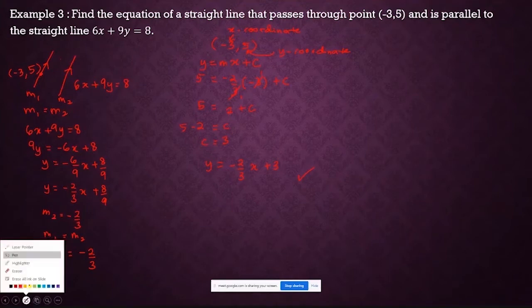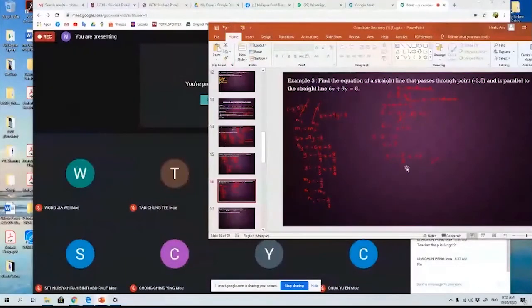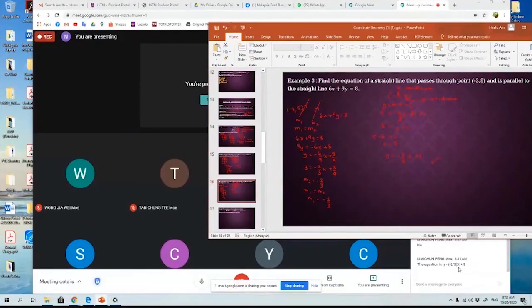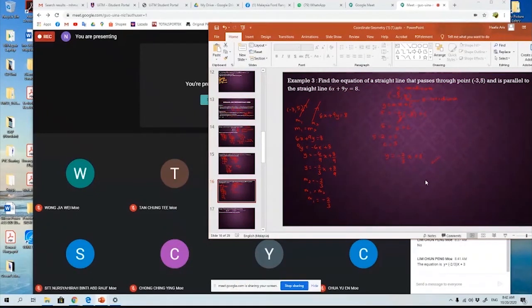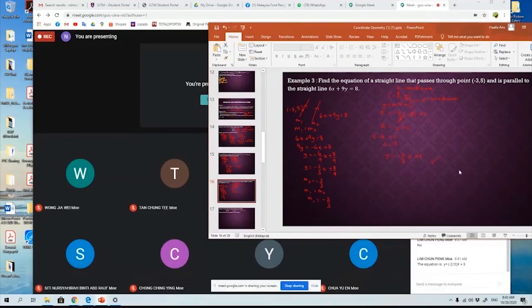Okay, clear? For example number 3, have equation, yes, correct, Jinping, good. Negative 2 over 3x plus 3. Okay, correct. Any question? Jia Wei, Chongpi, Yuan, Chua Yuan. Okay, no questions, I proceed.